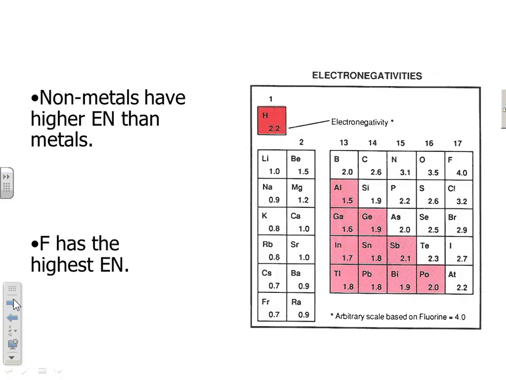Non-metals have higher ENs than metals. Fluorine has the highest EN, the highest electronegativity.